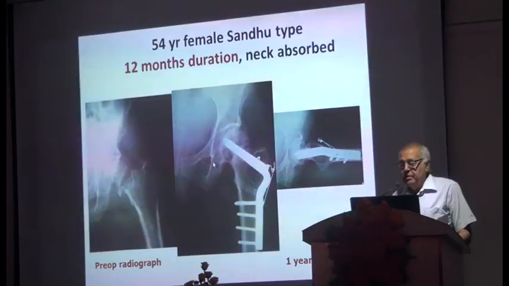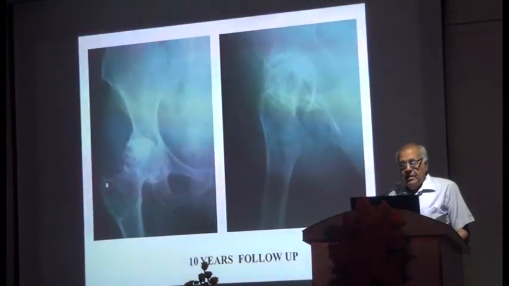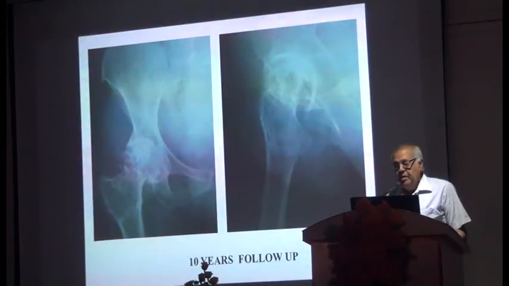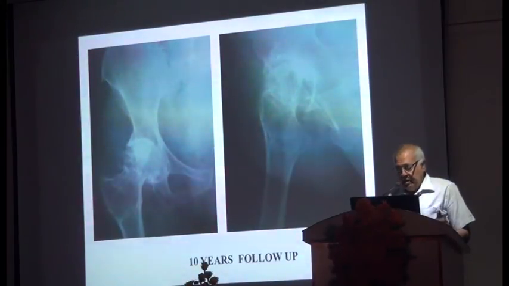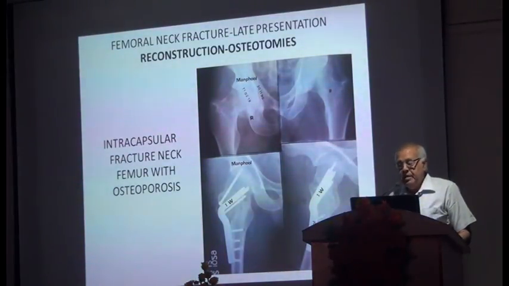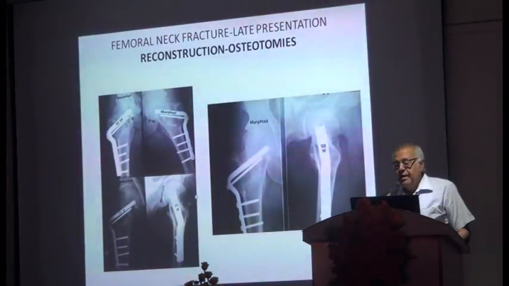Again here, non-union here. After 10 years, you find grade 3, 4 changes. Mild collapse here, increased density, implant is out, but this patient is still pain-free. So osteotomy works even if there is a collapse, or a uniform reduction in the size of the head of the femur. Same here, at 98 weeks, it is viable.